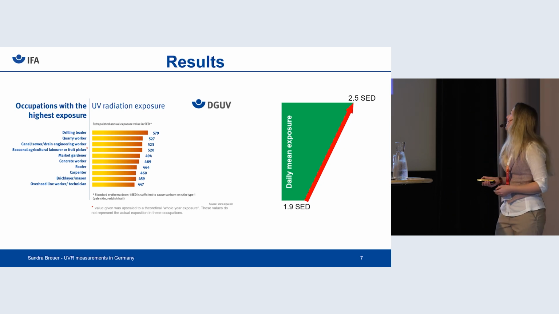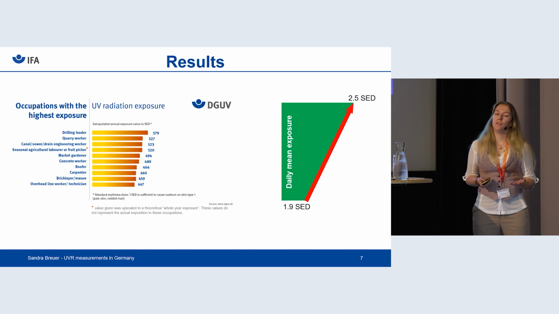And with this, you see that the higher the SED value, of course, the higher the need for those people to take protective measures during their working day. And this depends on the skin type. If you have reddish hair and very pale skin, you belong to skin type 1, and there already 1 SED per day would be able to cause you a sunburn if you are not protected.